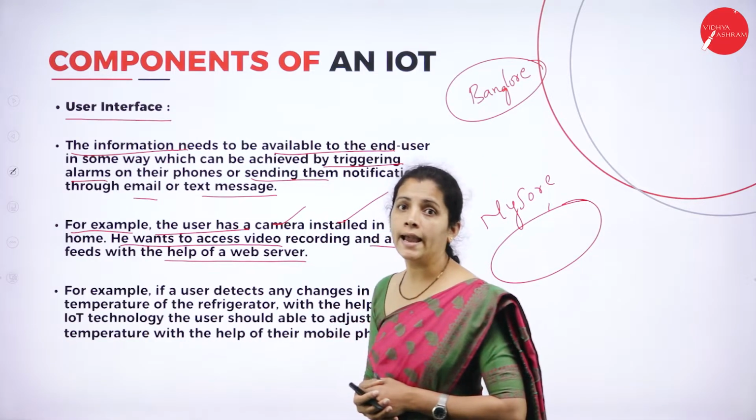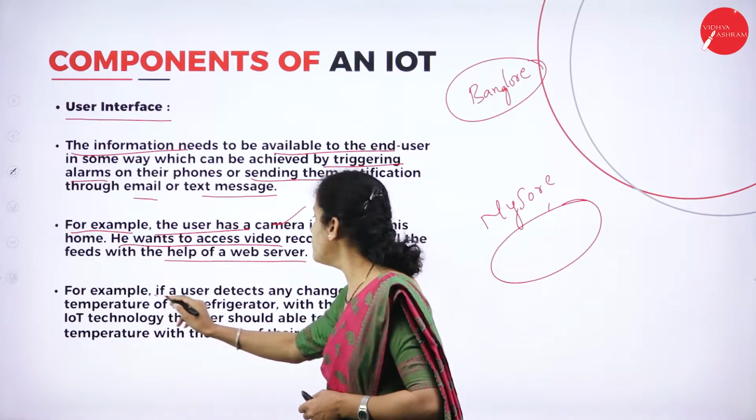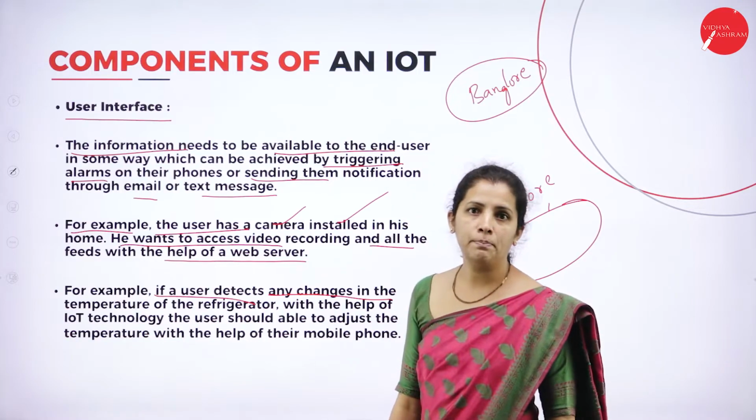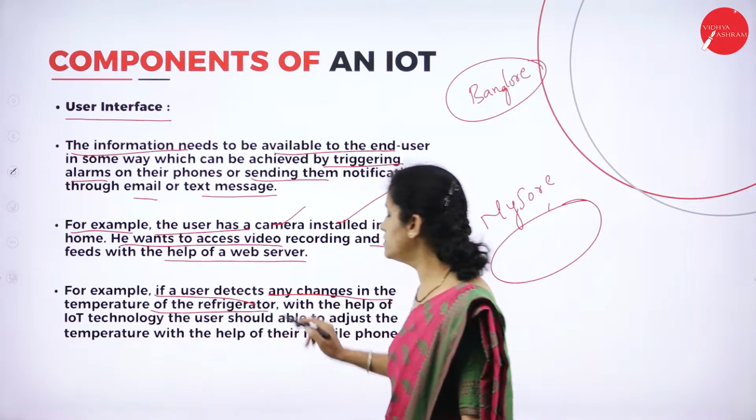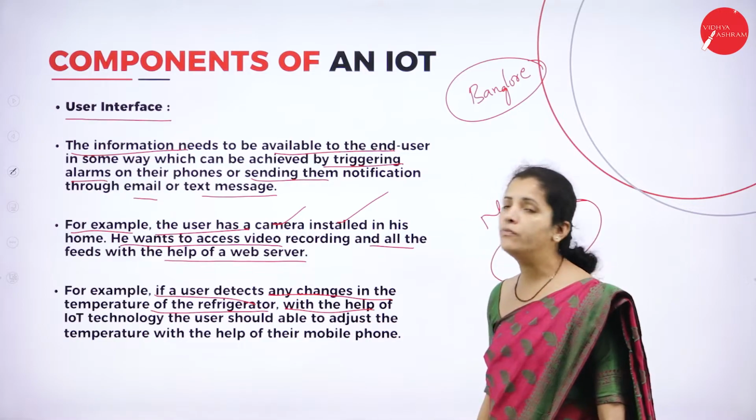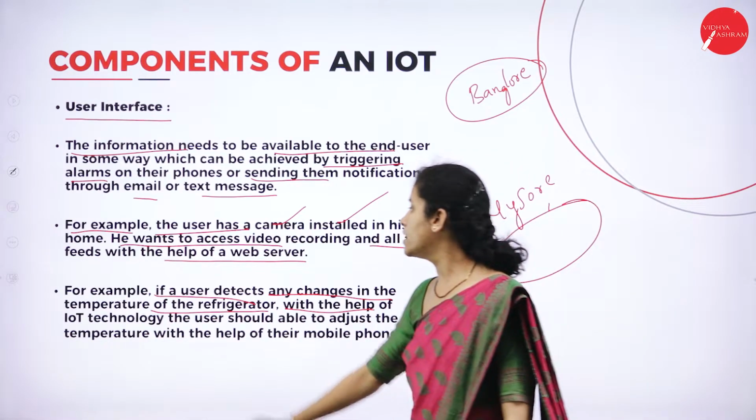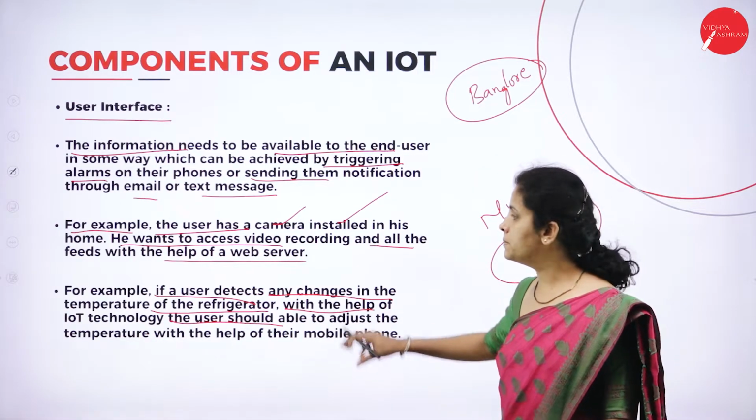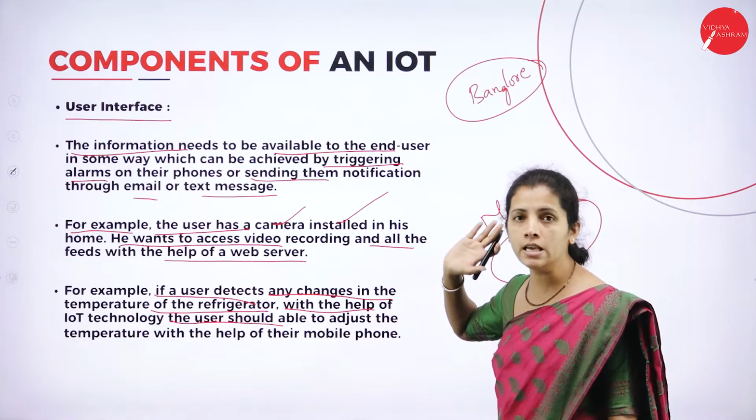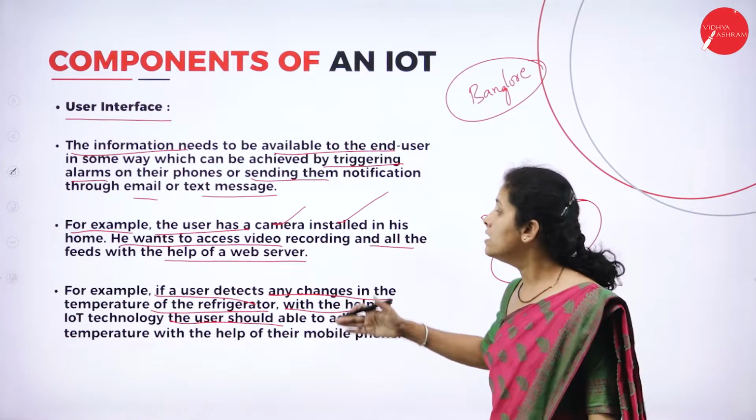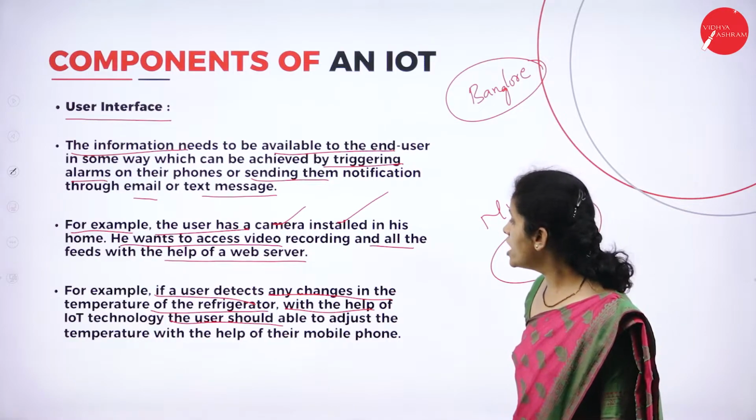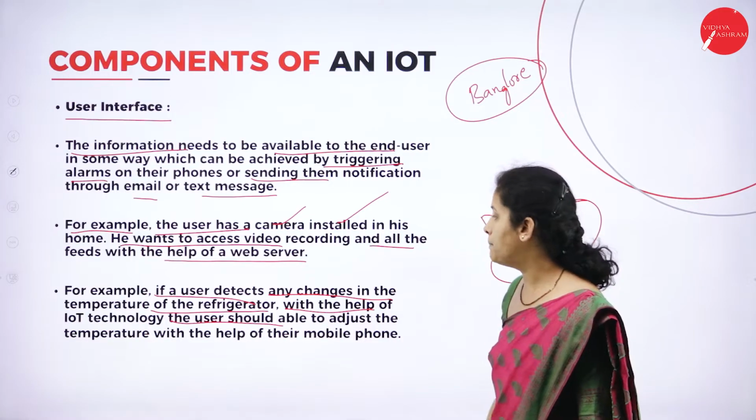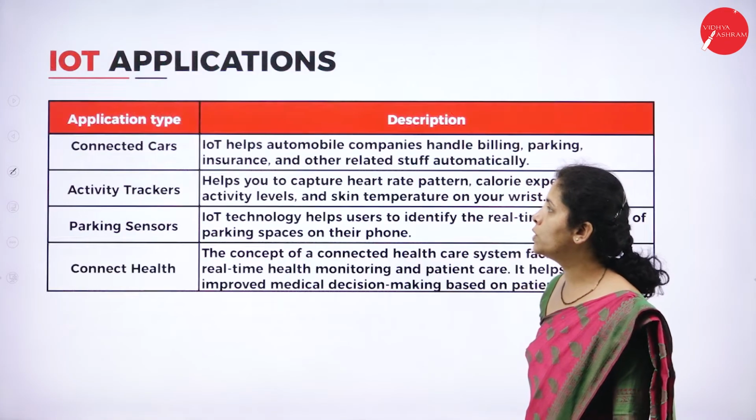I can consider another example. If a user detects any change in the temperature of the refrigerator, with the help of IoT technology the user should be able to adjust the temperature. That means if there is any change in the temperature, the user can change or adjust the refrigerator temperature with the help of IoT.